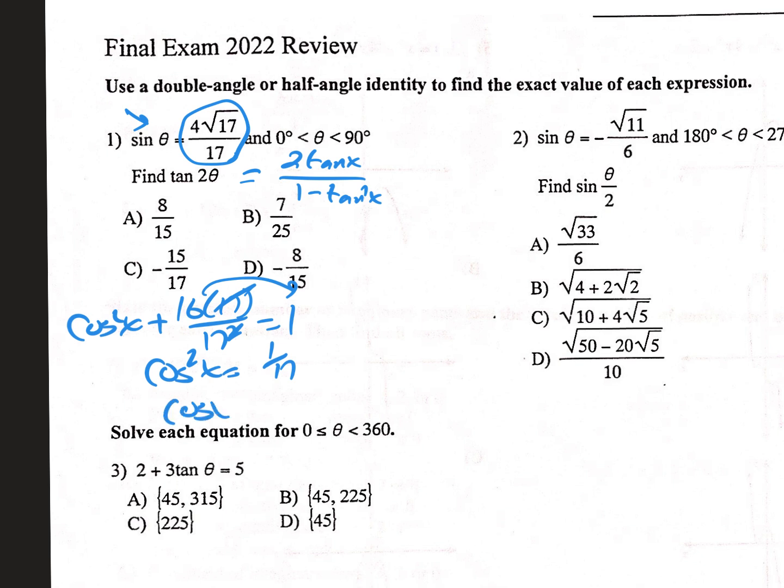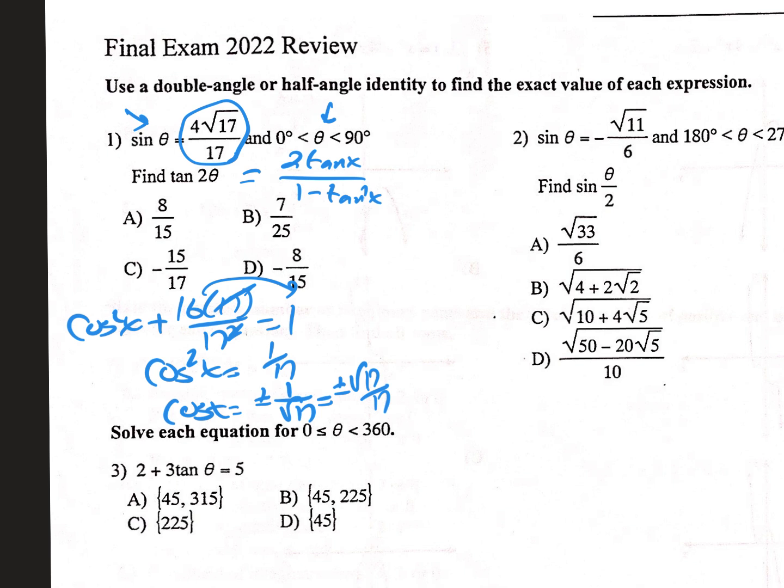I'm going to take the square root to get down to cosine. I get plus or minus, really, square root of 1, which is 1, over square root of 17, which is really plus or minus square root of 17 over 17. That's cosine. Now, notice I have a plus or minus, but I'm going to look back up here. That's in quadrant 1, which means it's positive because everything in quadrant 1 is positive.